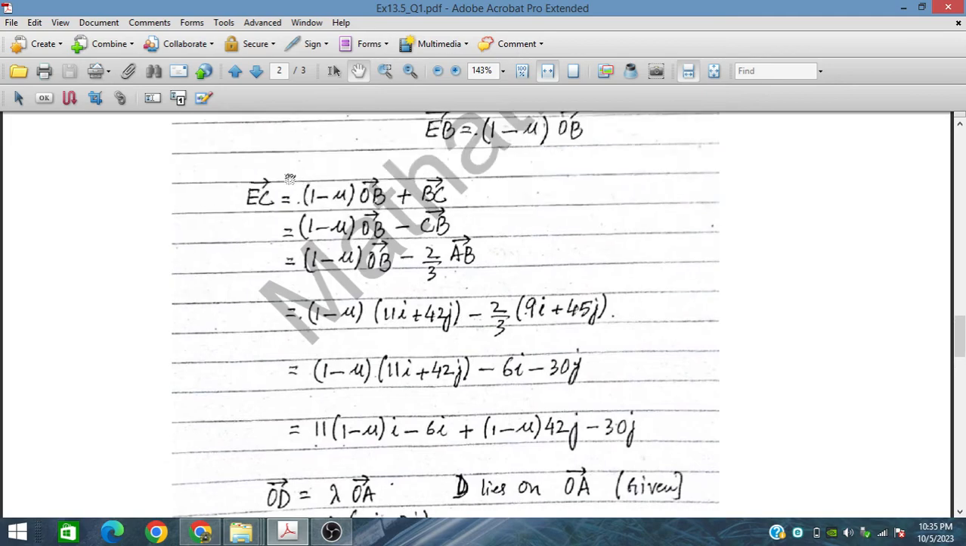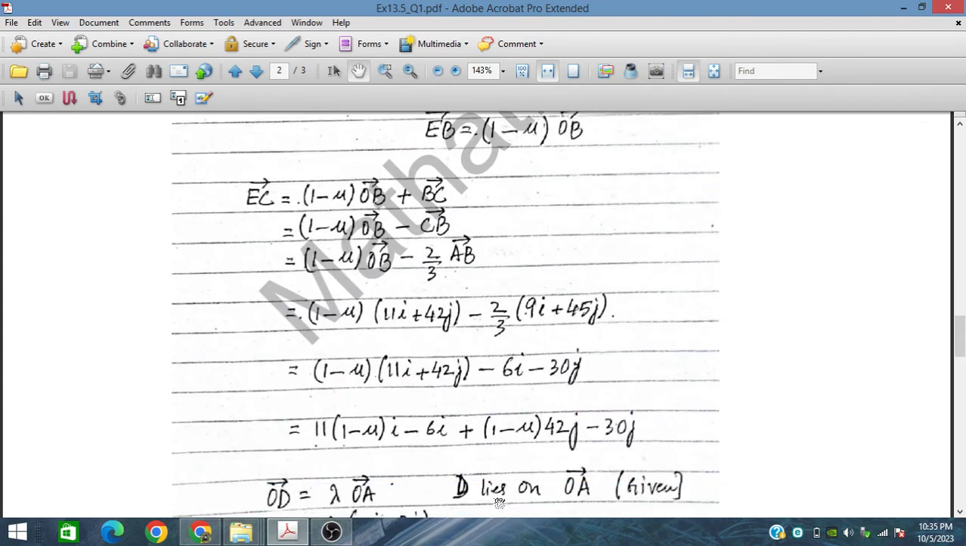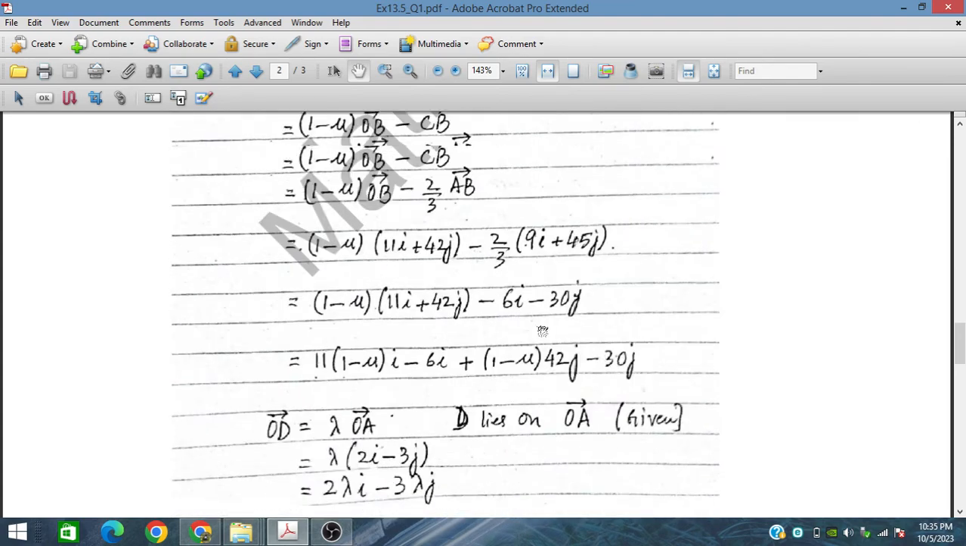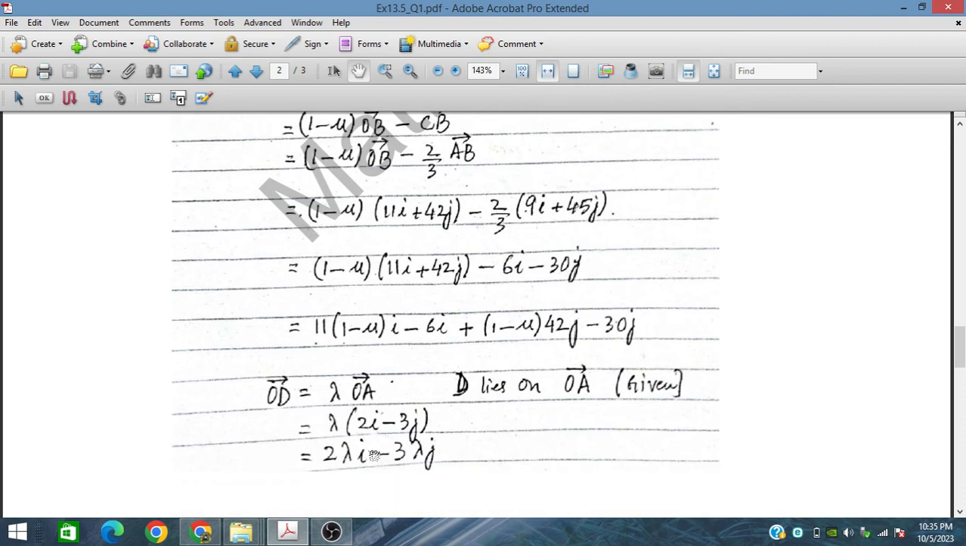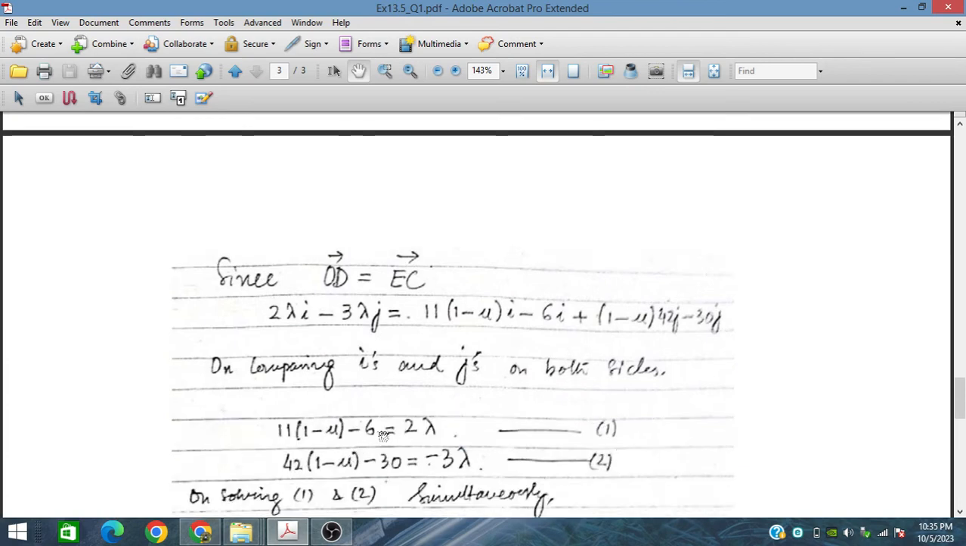Since OD and EC are the same vector, this is a position vector, so EC and OD are equivalent. We can equate EC and OD, so the coefficients can be compared. OD is equal to EC, so this is the left hand side and right hand side. We can compare the i's and j's on both sides, so we have obtained equations 1 and 2 from this part.